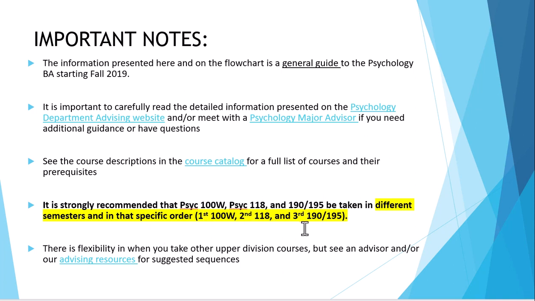But ideally, that's the order that you should be taking these courses, right? So first 100W, and then 118, and then lastly 190. Now, again, there is flexibility in when you take these upper division courses, but if you have any additional questions or you'd like more guidance, please see one of the psychology advisors and we can help you with that.